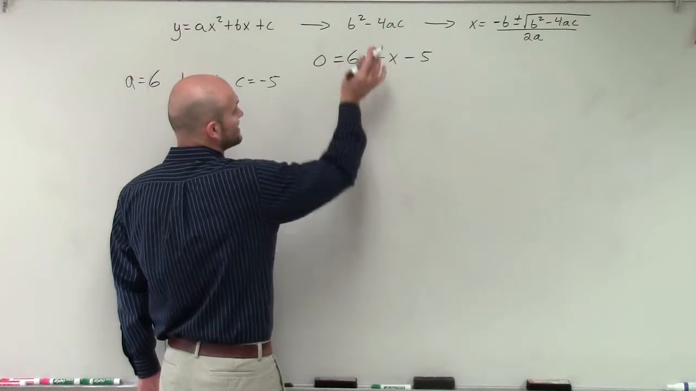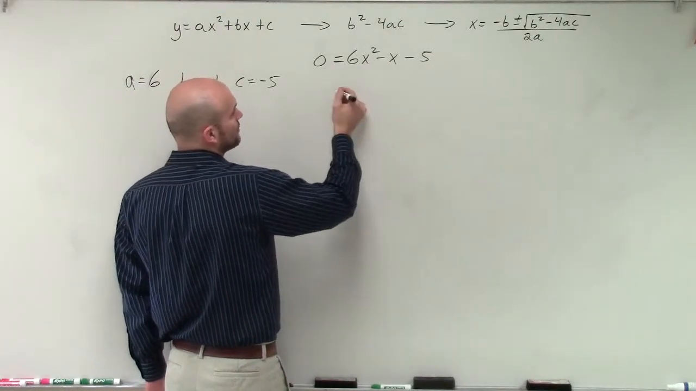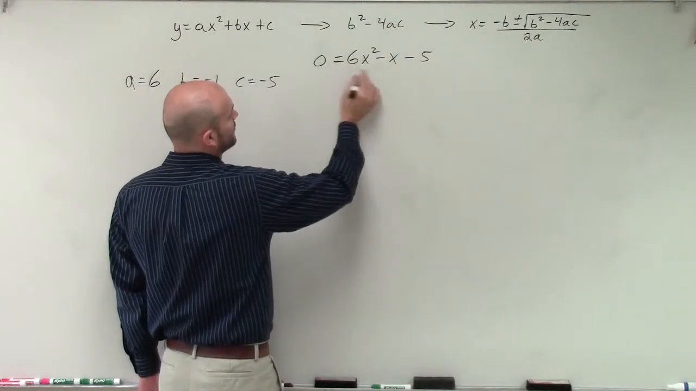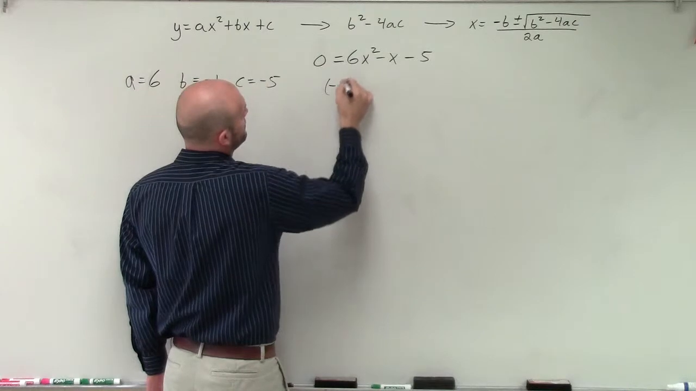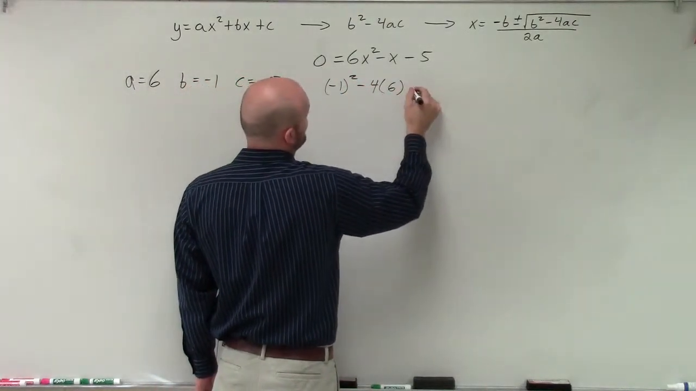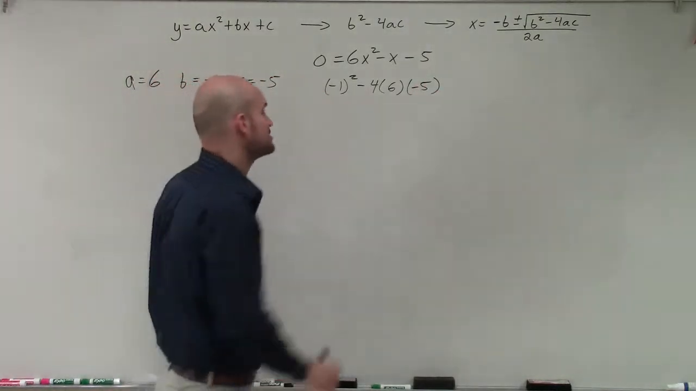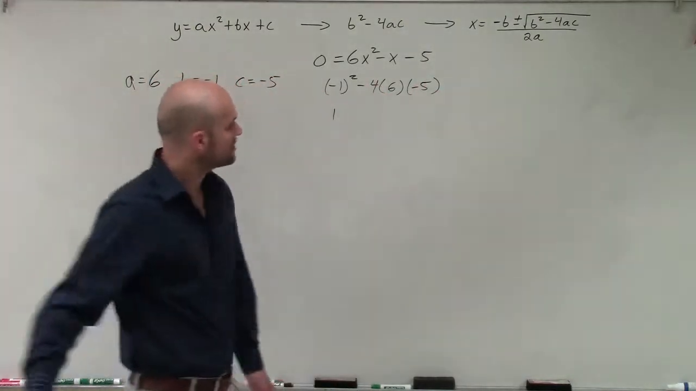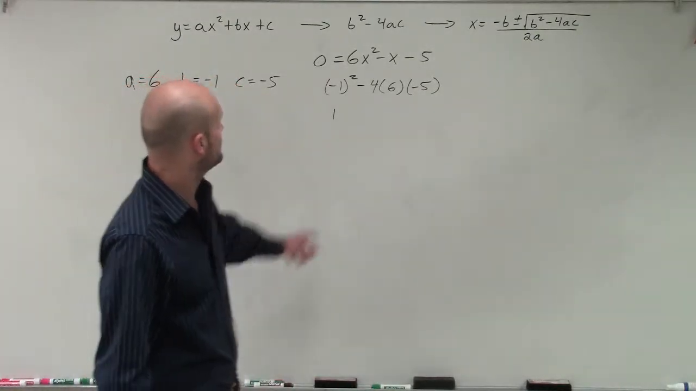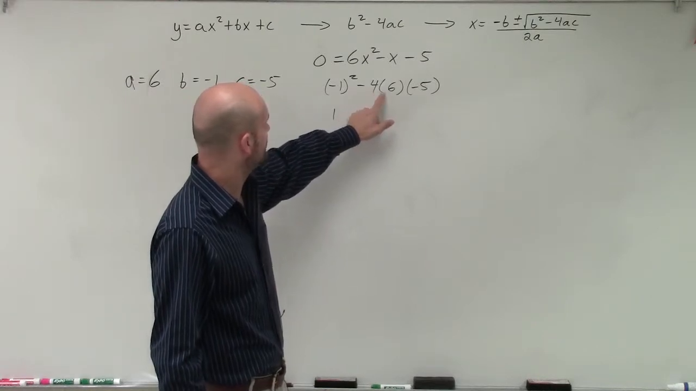So the discriminant is going to help us to understand what the solutions are for our quadratic equation. So therefore, we have b squared, so it's -1 squared minus 4 times a times c. All right, well, 1 squared is just going to be 1. And then I have -4 times 5. That's going to be positive.